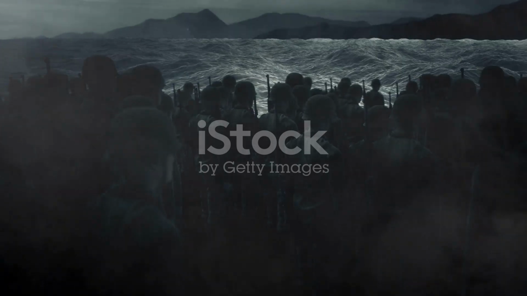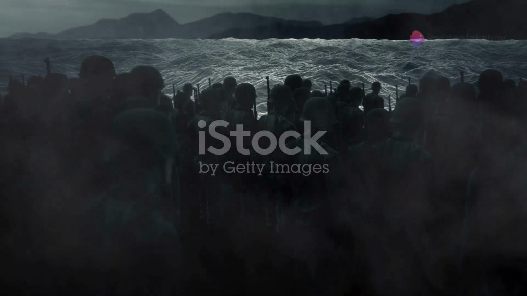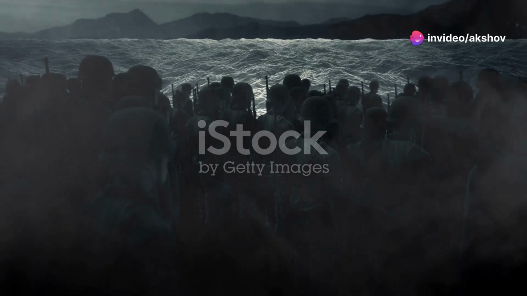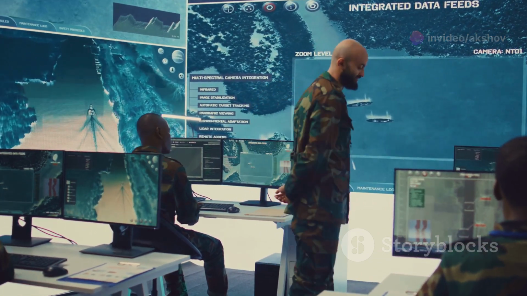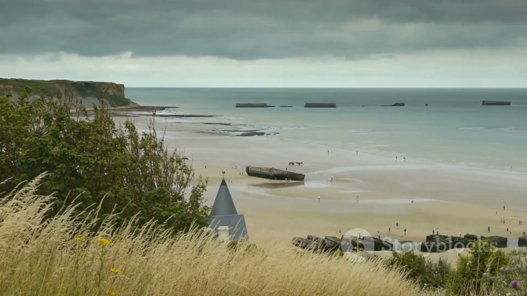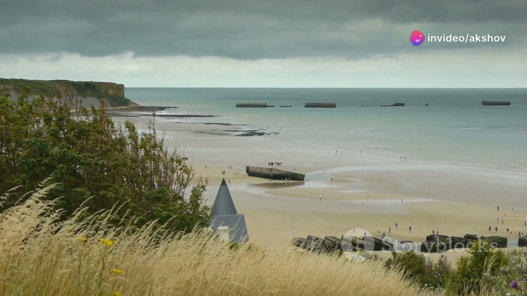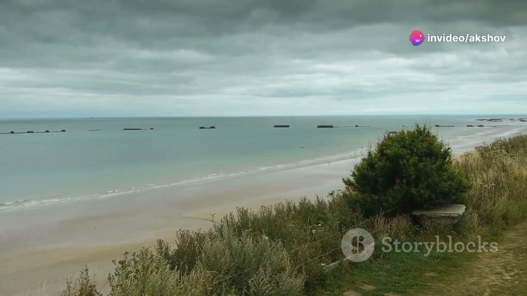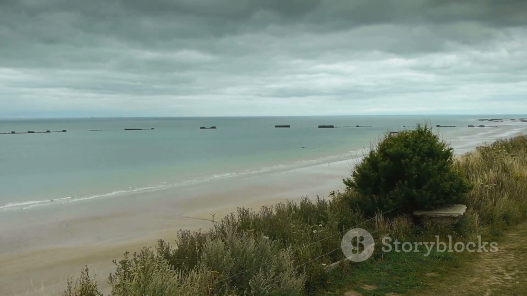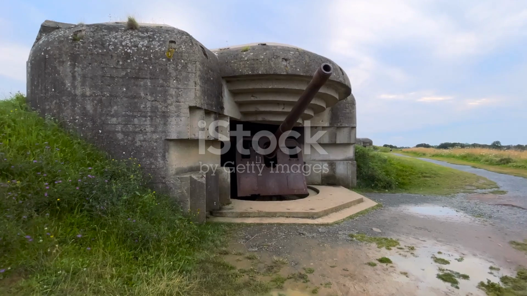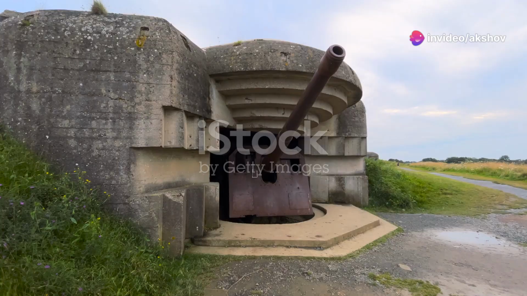Images of Allied forces preparing for the invasion, soldiers boarding landing crafts, and the vast armada of ships crossing the English Channel. Under the command of General Dwight D. Eisenhower, the Allied forces launched Operation Overlord. The invasion fleet consisted of over 5,000 ships and landing craft, carrying more than 156,000 troops from the United States, the United Kingdom, Canada, and other Allied nations. This massive force aimed to breach Hitler's formidable Atlantic Wall and establish a foothold in Nazi-occupied France.